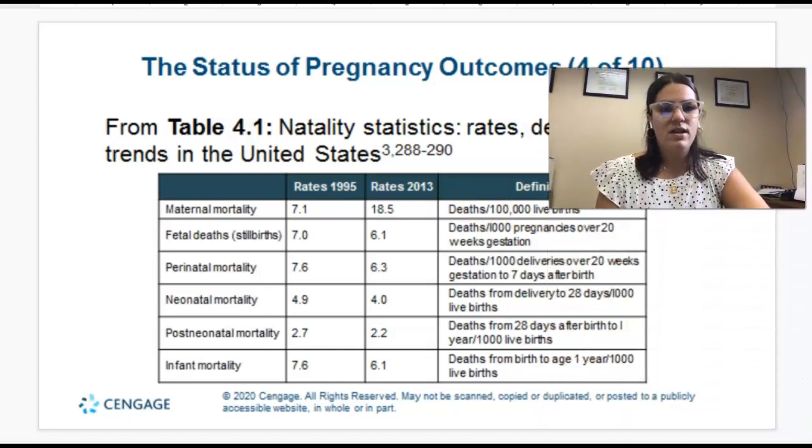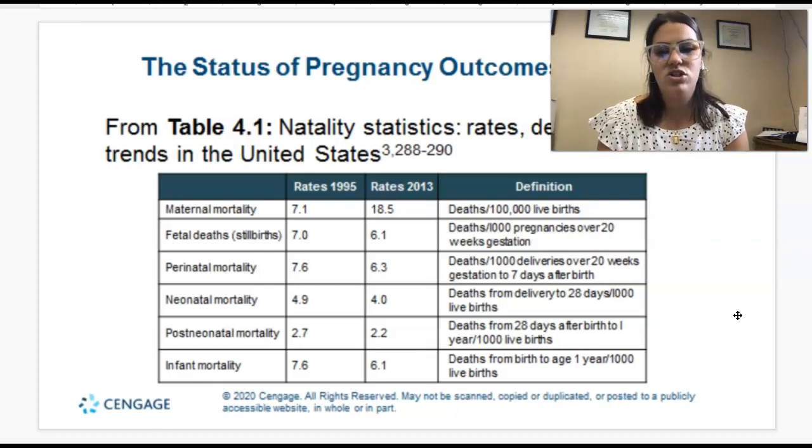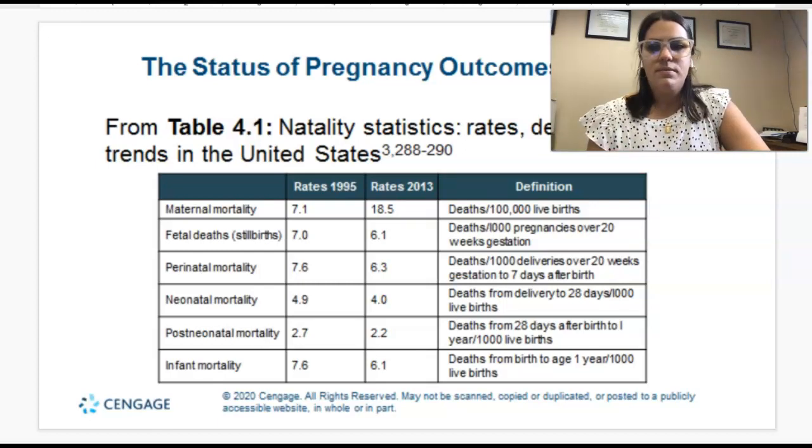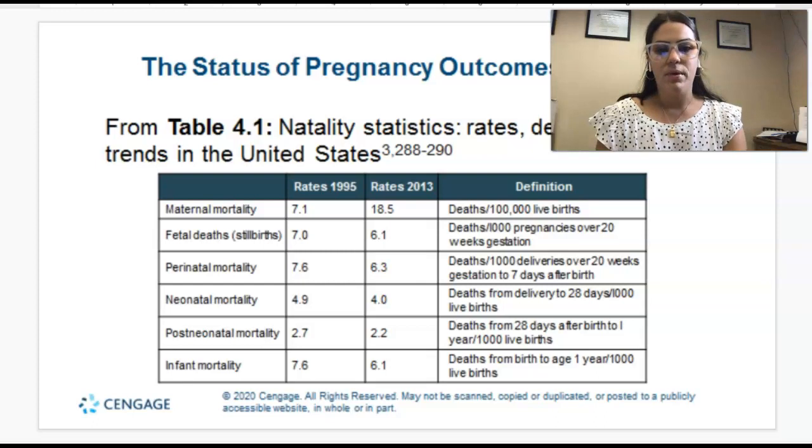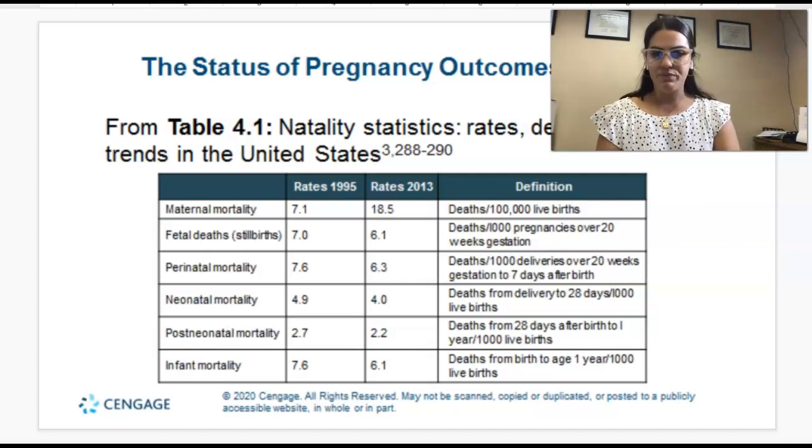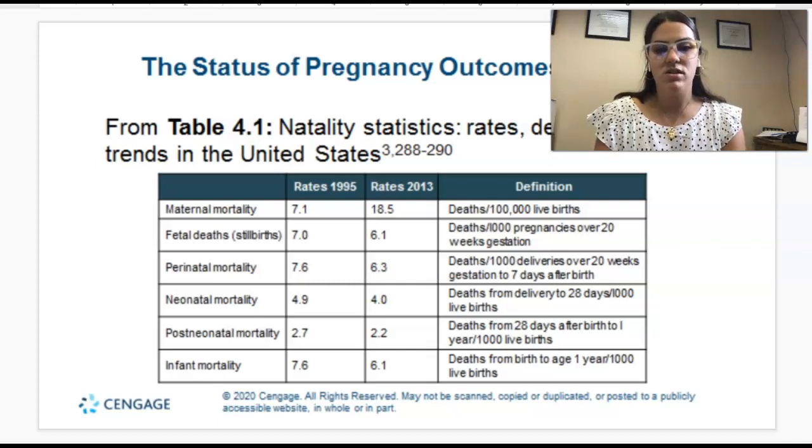So just want you to take a look at the status of pregnancy outcomes. This chart is in your textbook. And what you're seeing is that we're comparing the rates in 1995 to the rates in 2013. So take a look at this, and I just invite you to see if there's any big differences or similarities. What I see here is that the rate of fetal deaths and mortality among infants has remained relatively stable or has improved from 1995 to 2013. But what we're seeing from 1995 to 2013 in maternal mortality rates is a drastic increase.